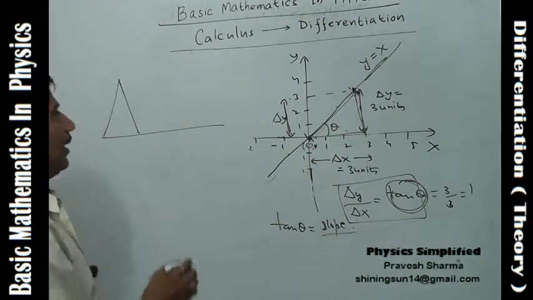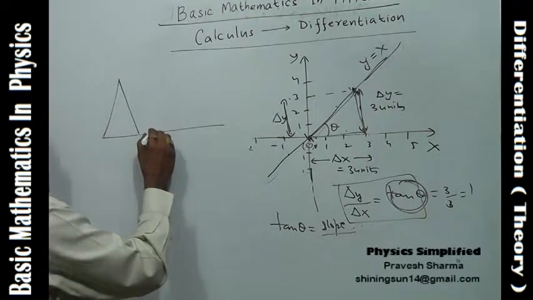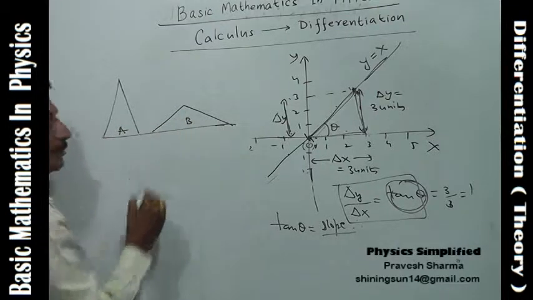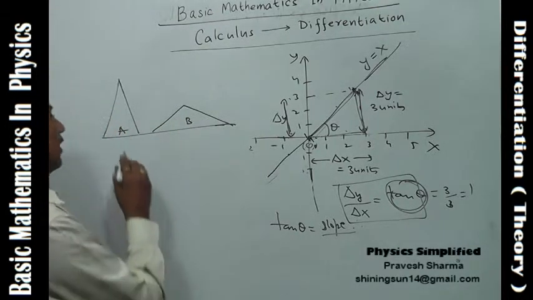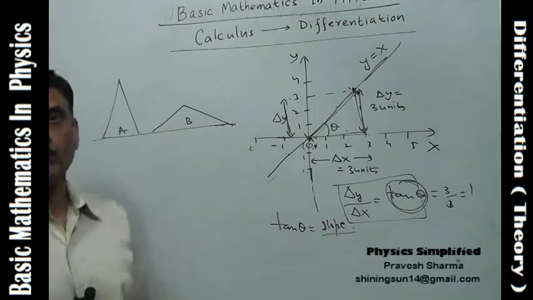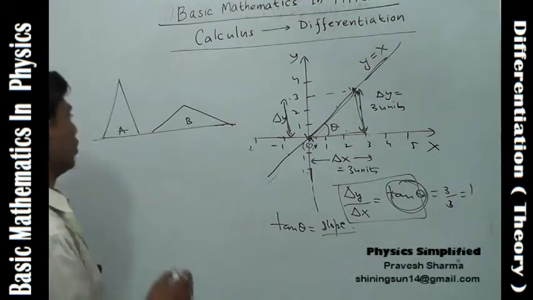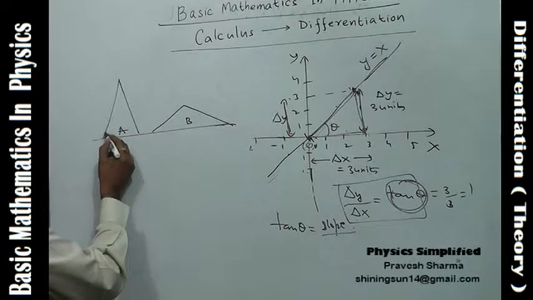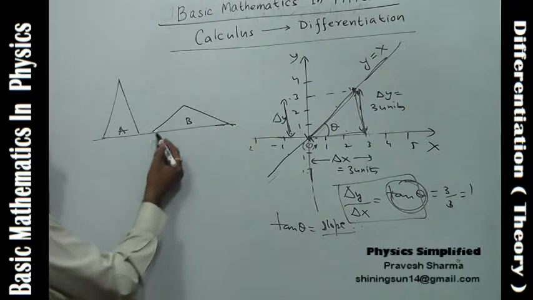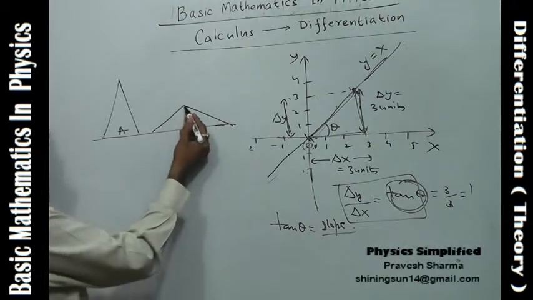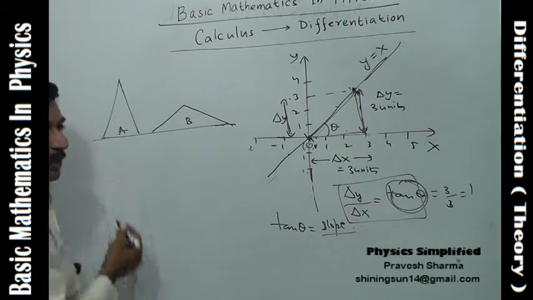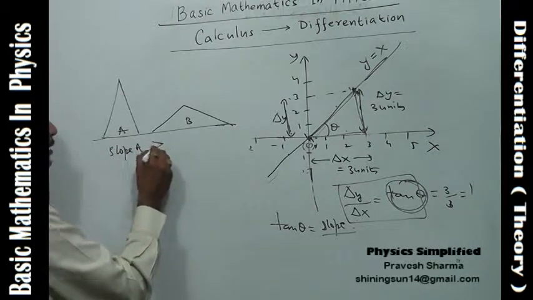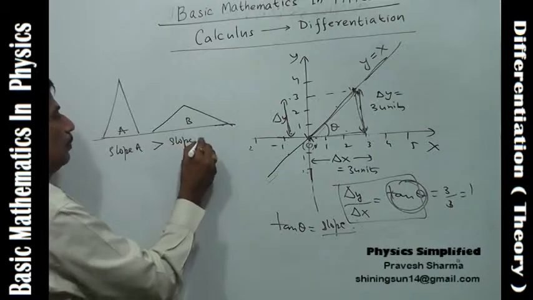You will agree that if we have two mountains, something like this, and the other is like this. I call this mountain A, this is mountain B. In which of the two cases, A or B, is the slope more steep? Obviously, slope is more steep in this case as compared to this. It is more difficult to climb this mountain as compared to this, where the slope is very gradual. Over here, the slope is very steep. So I say the slope of A is much greater than the slope of B.